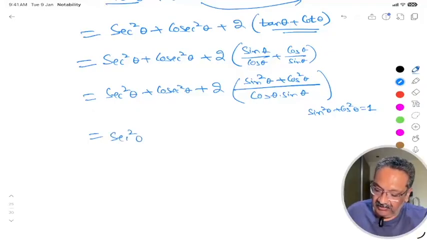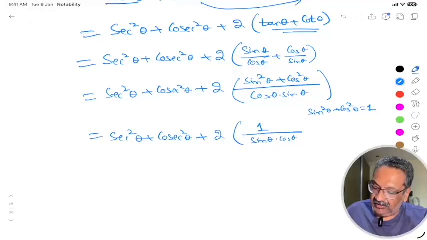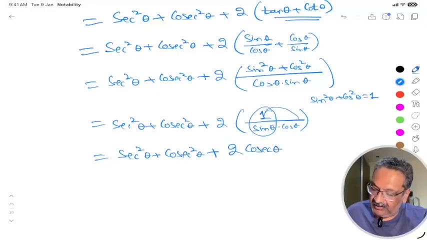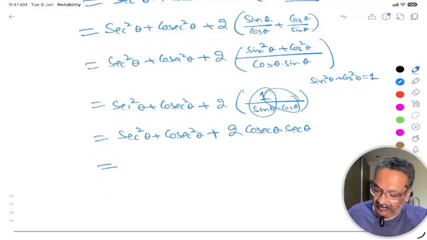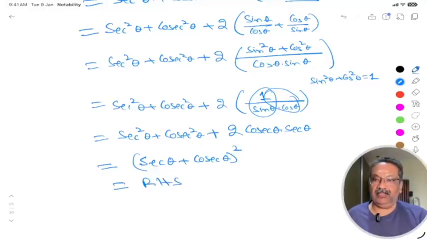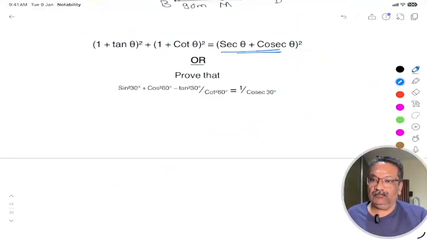Therefore we have secant square theta plus cosecant square theta plus 2 times 1 by (sin theta into cos theta). I can write this as secant square theta plus cosecant square theta plus 2 into 1 by sin, which is cosecant theta, and 1 by cos, which is secant theta. This is in the form of a square plus b square plus 2ab, which is equal to (secant theta plus cosecant theta) whole square, which is equal to the RHS. So hence proved.